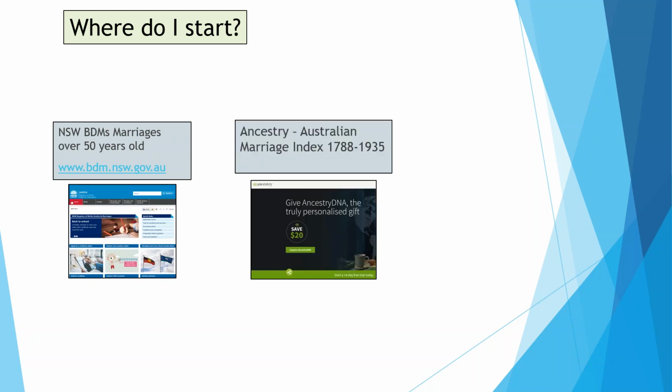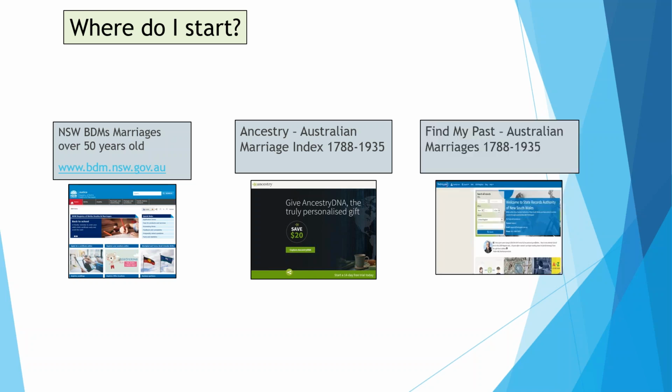The second source these days is now on Ancestry. They have a marriage index, 1788 to 1935, and they draw their records from different sources. And we have also now Find My Past, Australian Marriages 1788 to 1935. So you can do a lot of base research along these lines, and what I'm going to be doing today is showing you some techniques to make the most of your research and also to go a little bit deeper, which is what you always want to do when you do research.